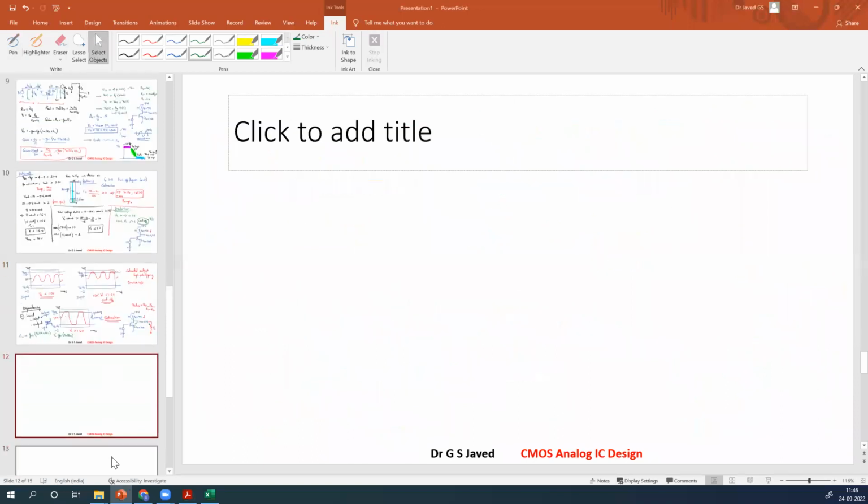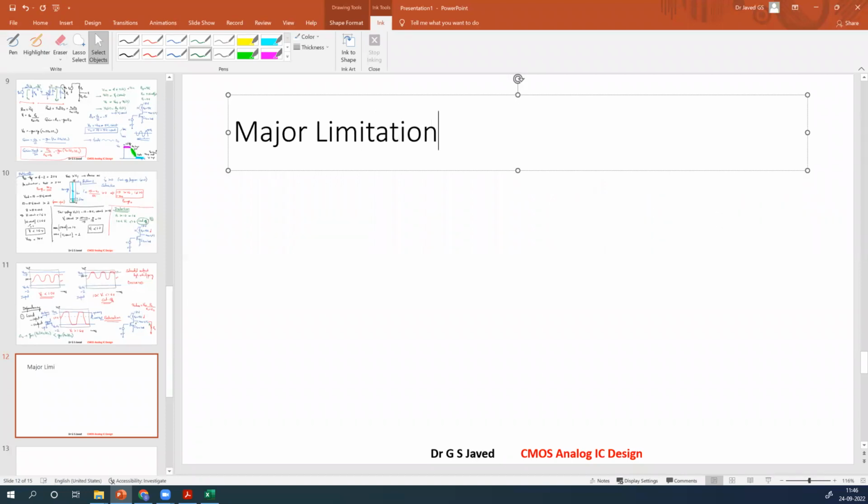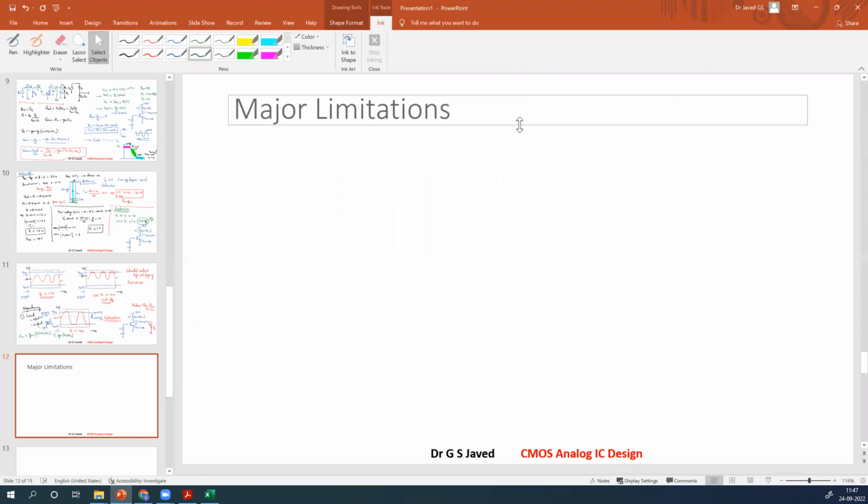Now, what are the major limitations? I think with this topic, we will close for today. What are the major limitations of a CS amplifier?